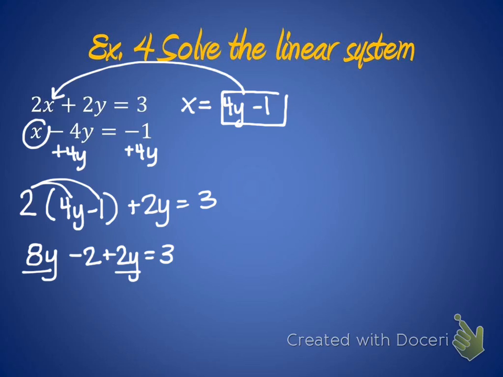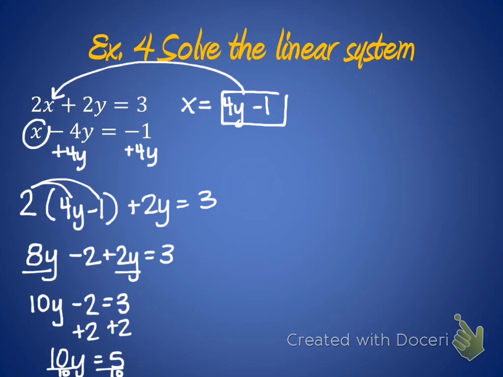Combine like terms. 8y plus 2y is what? 10y. Now what am I going to do? Add 2. And I get 10y is equal to 5. What am I going to do now? Divide by 10. What does y equal? 1/2. Very good. Not 2, because 5 over 10 is 1/2.